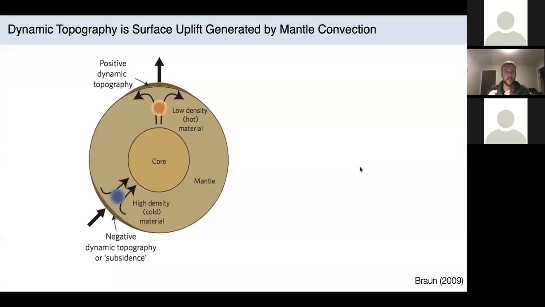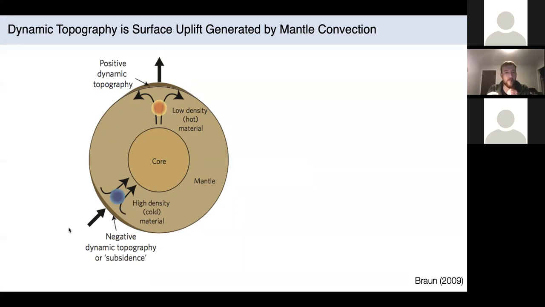So I'm going to start with a motivation for the talk, so why we decided to conduct this research. What we wanted to know was how to track dynamic topography through time. Dynamic topography is topography of the Earth's surface generated by mantle convective processes. When you have low density hot material upwelling in the mantle, it produces uplift at the surface, and where cold dense stuff descends in the mantle, it causes subsidence at Earth's surface.